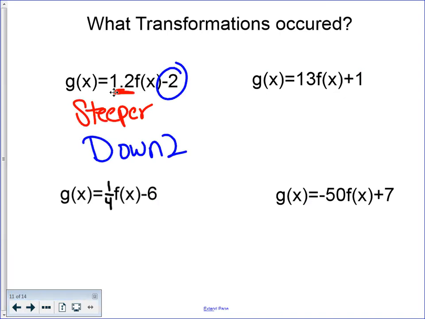So now let's try the next one. I have a slope here that's bigger than 1. So I again am steeper. But this time I am adding 1, so I'm going up 1. All right, you try the next two.